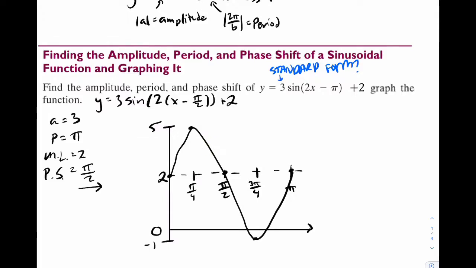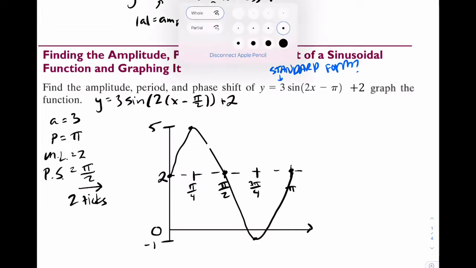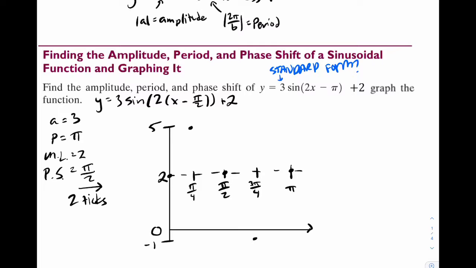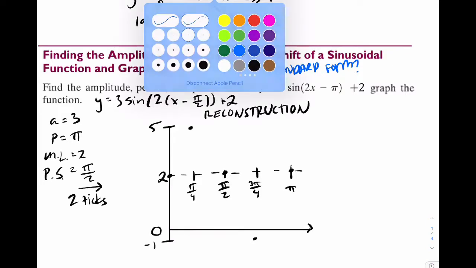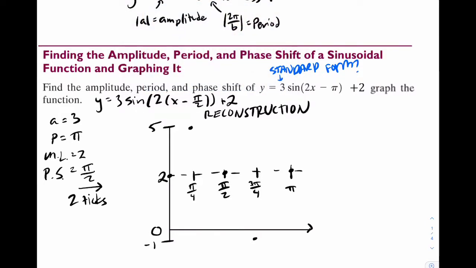I'm going to show you a way that's new, because all of you could do that. And of course, under my pi over 2, I'm going to write 2 ticks just for reference. I'm going to erase the graph right here for us. I'm going to show you a method called reconstruction. It's an alternative to the traditional way. You don't have to do this. Reconstruction is when we take one point. In this case, I'm going to grab this point right here, and notice it's 2 tick marks to the right. So I'm going to shift it 2 tick marks to the right. That's going to be right here.